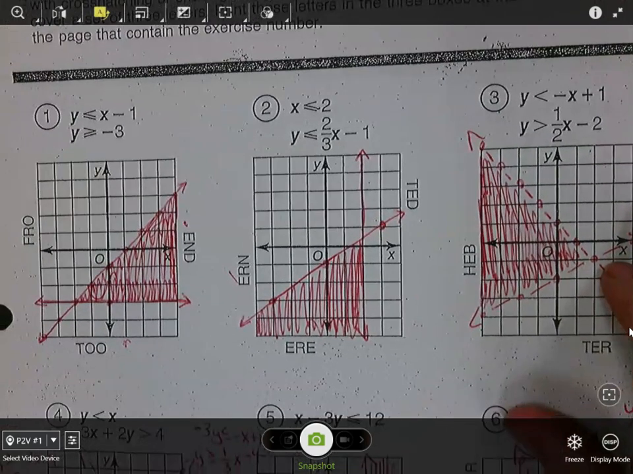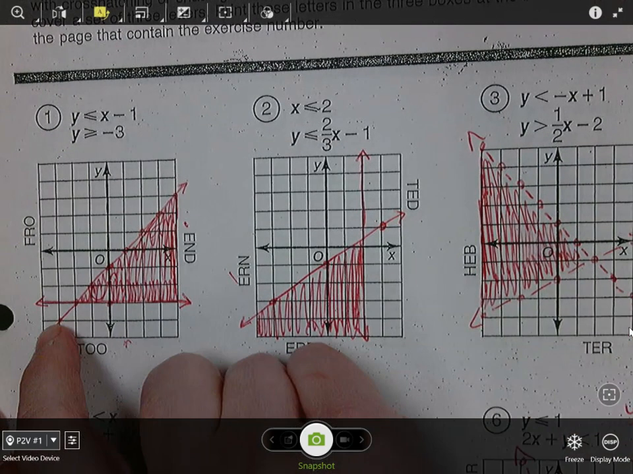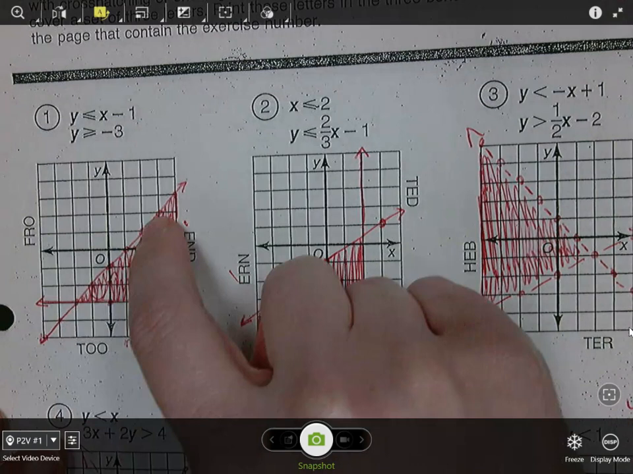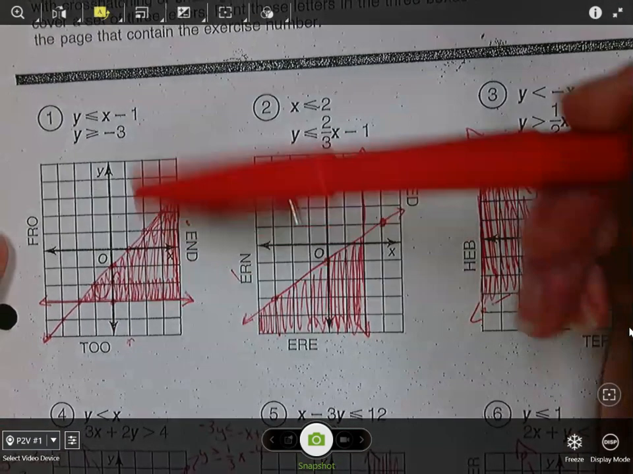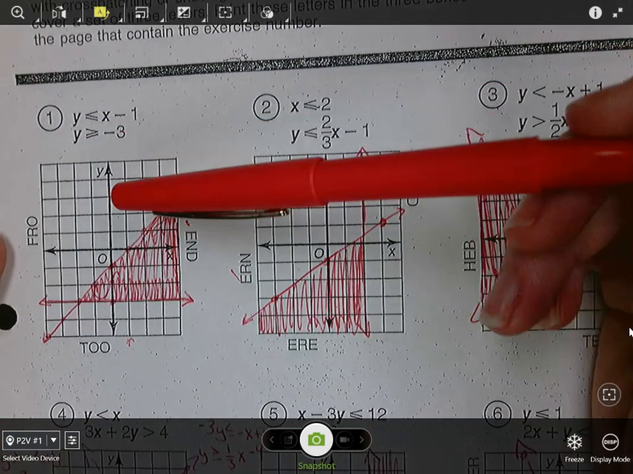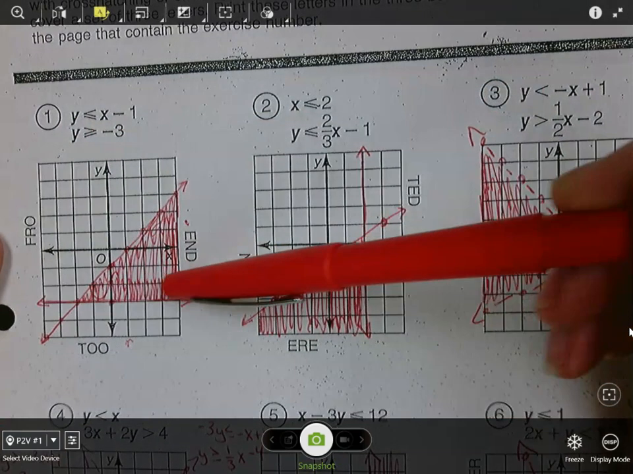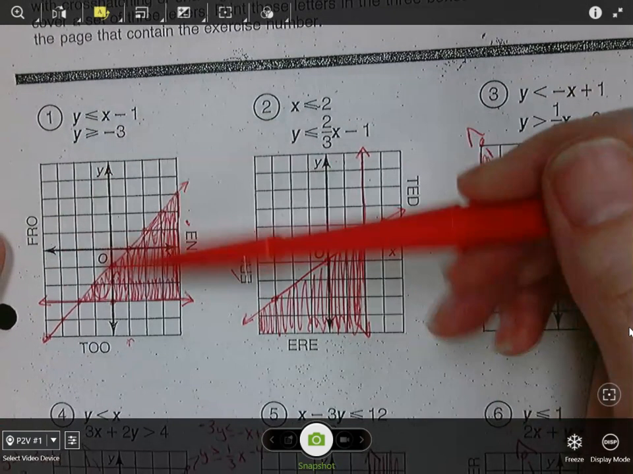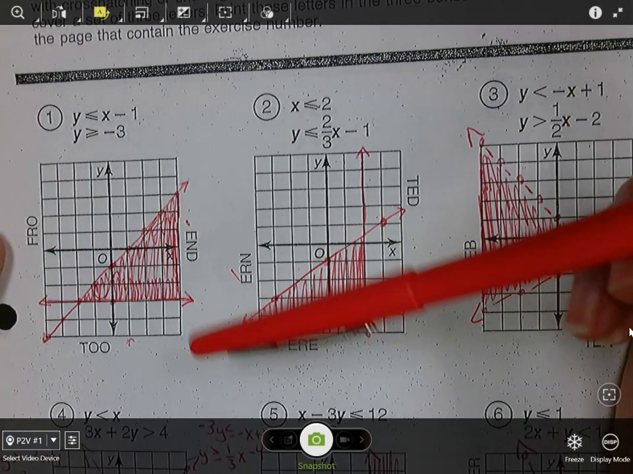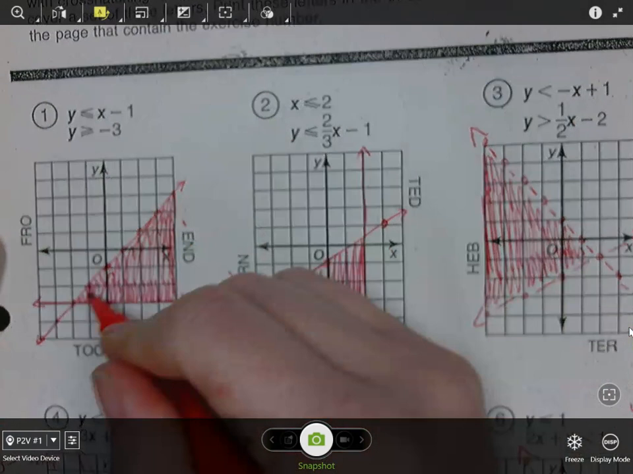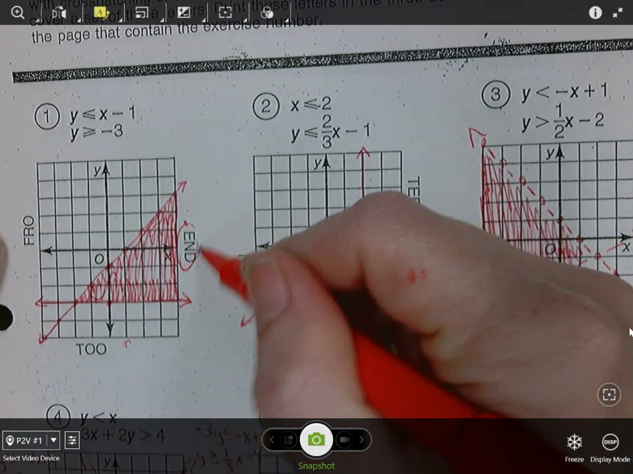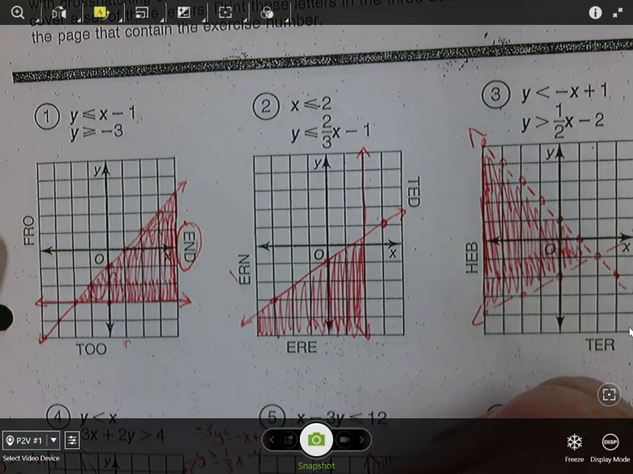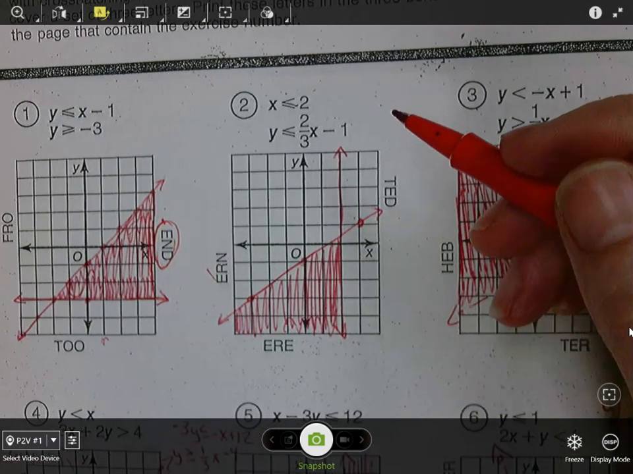So on number 1, this is the inequality y is less than or equal to x minus 1, and you would have shaded below it. And then on y is greater than or equal to -3, that's this horizontal line, it's solid, and you would have shaded above it. And the part where the two things overlap is this area here. And if you were to extend it, you would get END. So for number 1, you should have END.